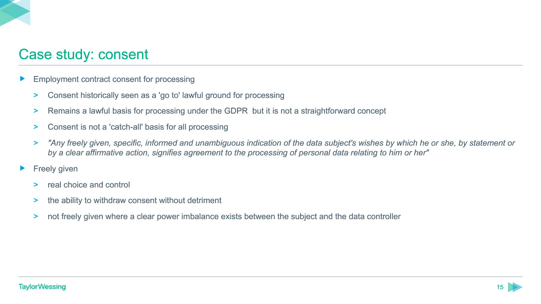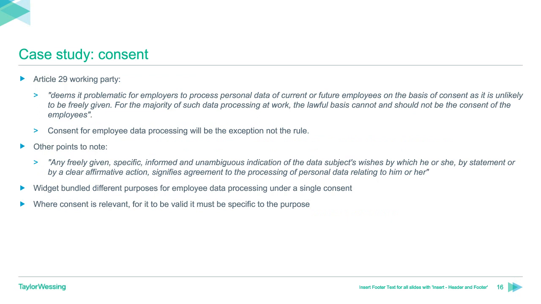In particular, we can look also to guidance from the collected regulators of data protection, the Article 29 Working Party, who have issued a guidance on consent, and this highlights that the employee-employer relationship is a situation where this imbalance is very likely to occur. In fact, the guidance goes on to say that it deems it problematic for employers to process personal data of current or future employees on the basis of consent, as it's unlikely to be freely given. So for the majority of data processing at work, the lawful basis cannot and should not be consent of employees.